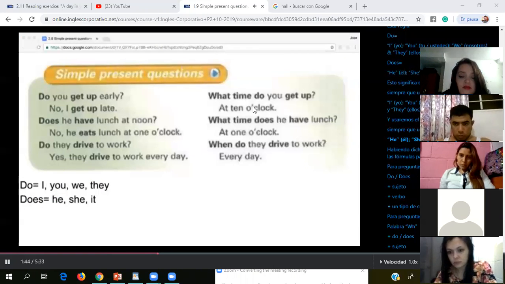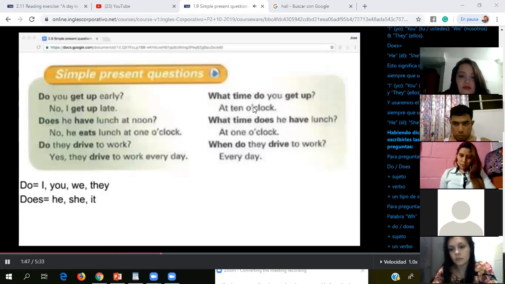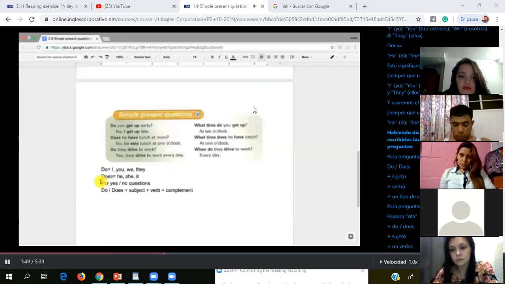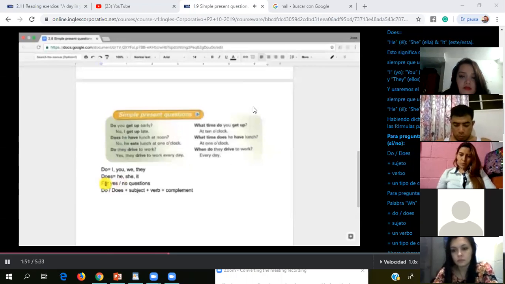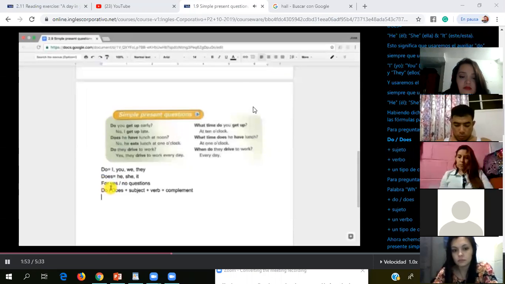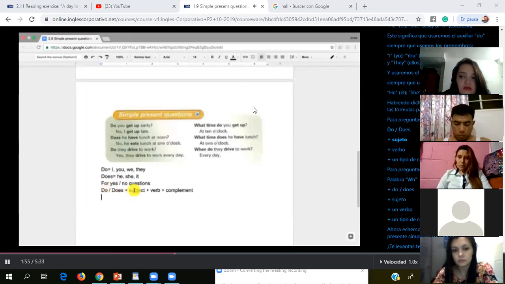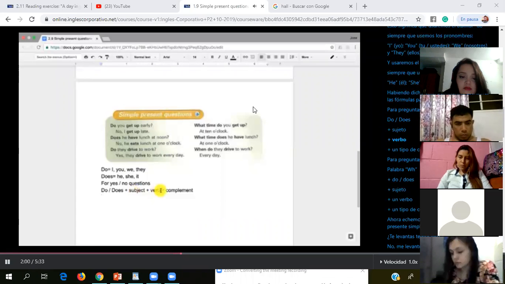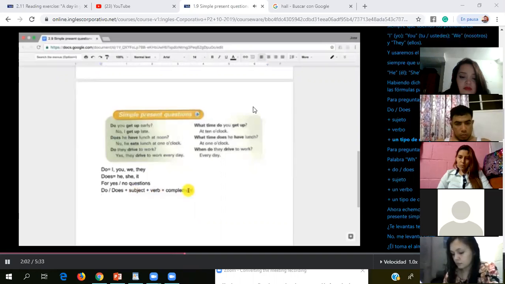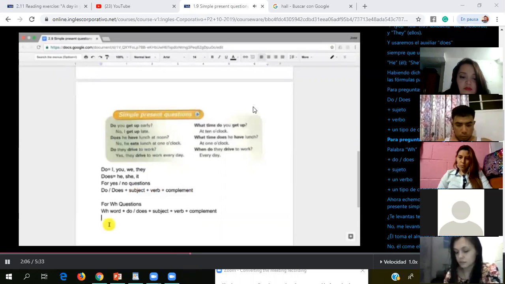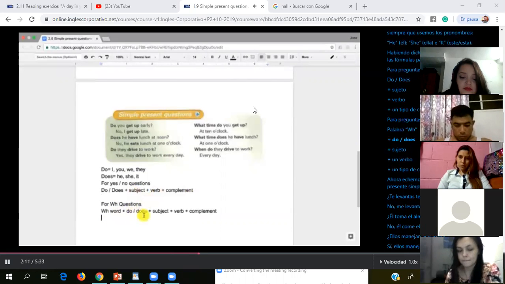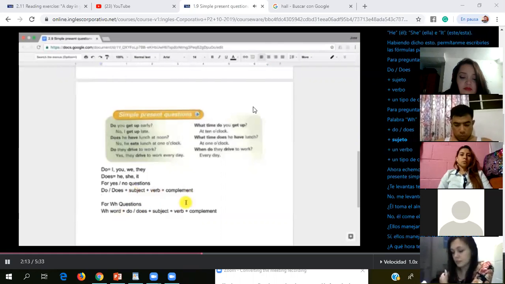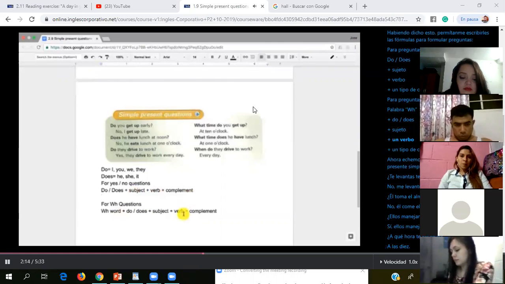Having said this, let me write the formulas to form questions. For yes or no questions: do or does plus subject plus the verb plus some kind of complement. For WH questions: WH word plus do or does plus a subject plus a verb plus some kind of complement.